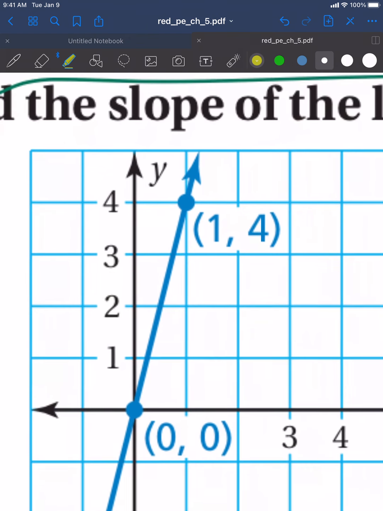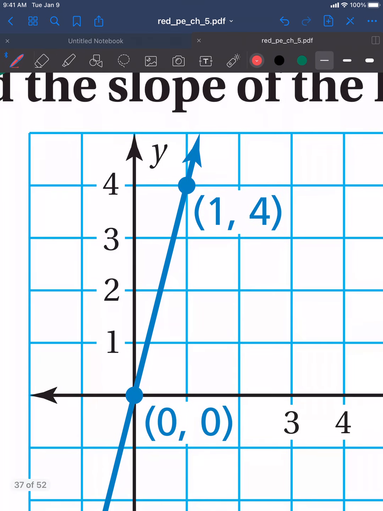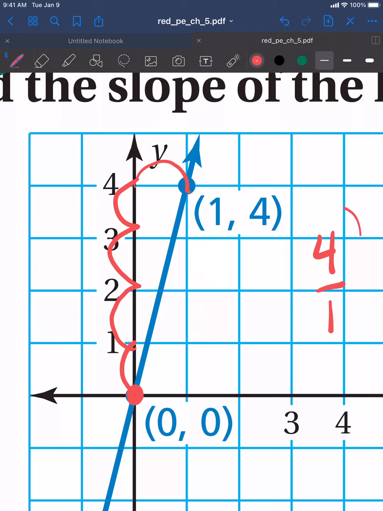Let's talk about it. This book is super nice because they already give you 2 points. Agreed? All you have to do is go to your most bottom point. This is my most bottom point. How many do I have to go up to get to the same level as this point? 4. 1, 2, 3, 4. That means my rise is 4. How many do I have to go over to get to my next point? That means my run is 1. My slope is 4/1.